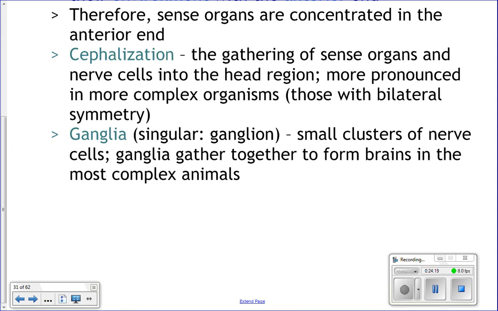We'll also talk about ganglia. Some animals don't have any brains. They just will simply have what are called ganglia. And ganglia are gatherings of nerve cell bodies that can control certain parts of the body.